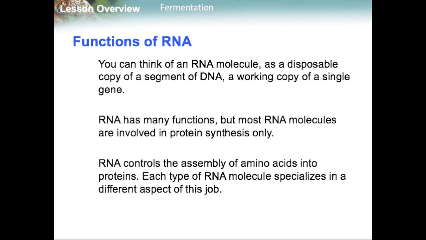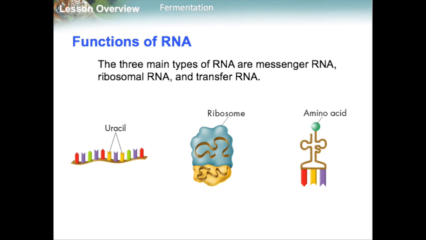So RNA controls the assembly of amino acids into proteins. Each type of RNA molecule will specialize in a different aspect. So we have 3 of them here. We have messenger RNA, also known as mRNA, ribosomal RNA, which is a ribosome, also called rRNA, and then transfer RNA, which is this one, also called tRNA.